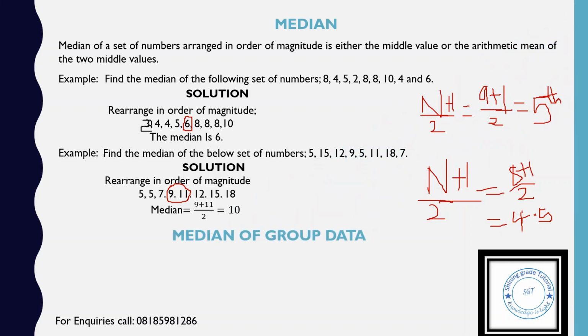Alright, so we have the median of grouped data. To get the median of grouped data, we use this formula. Let me explain each term for you. L1 is the lower class boundary of the median class. N is the total number of observations. CFB is the cumulative frequency before the median class, then FM is the frequency of the median class, and this is the class size.